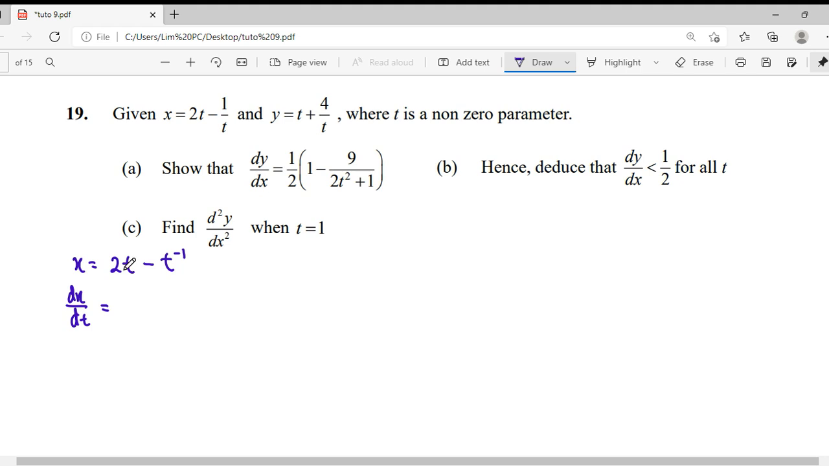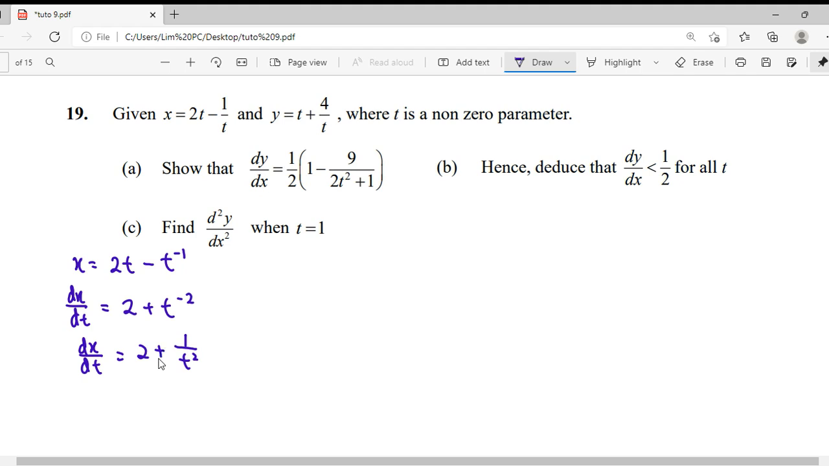So differentiate 2t, we get 2. Differentiate this, power move to the front, we become positive. Power minus 1 become negative 2. Okay, so for parametric equation, we need to simplify. So this one, t to the negative 2 means 1 over t squared. Okay, what we need to obtain is dt dx.